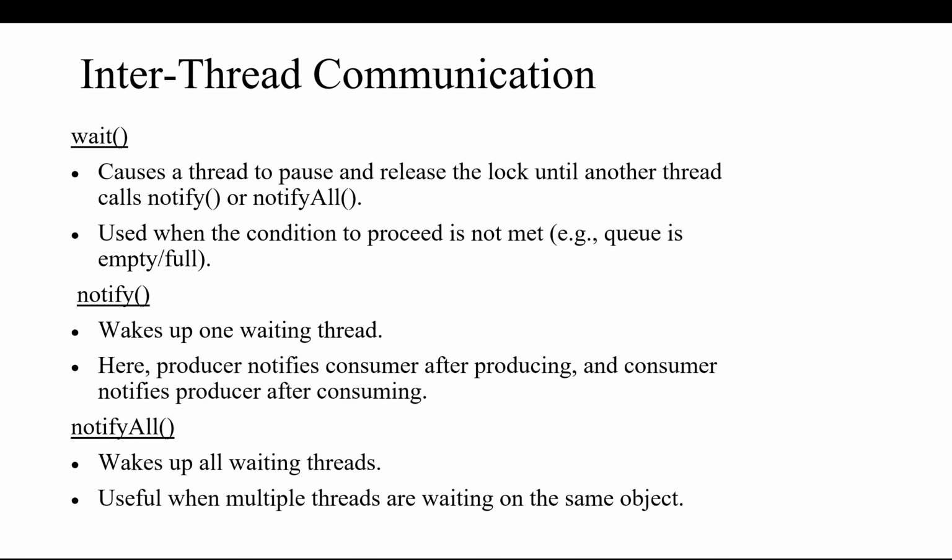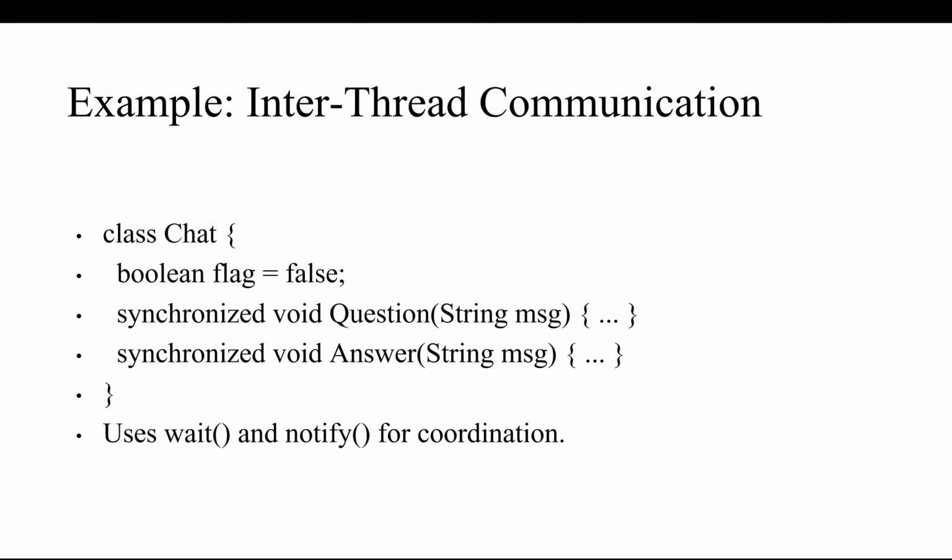When a thread calls wait, it releases the lock and enters the waiting state until it is notified. Notify wakes up one waiting thread, usually used when only one thread needs to proceed. NotifyAll wakes up all waiting threads and is useful when multiple threads are waiting on the same object.